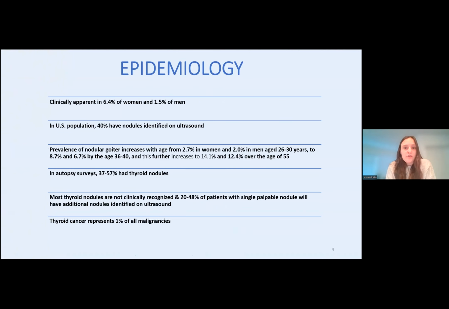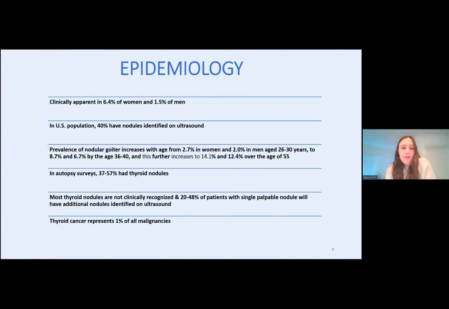So epidemiology. Typically, clinically apparent nodules, visible to the naked eye or apparent on physical exam, range anywhere from 2% in men to about 5 to 6% in women. 40% of individuals will actually have nodules that are not identified on physical exam and are incidentally found on ultrasound. And autopsy surveys in the past have demonstrated that anywhere from 30 to 60% of individuals had thyroid nodules.